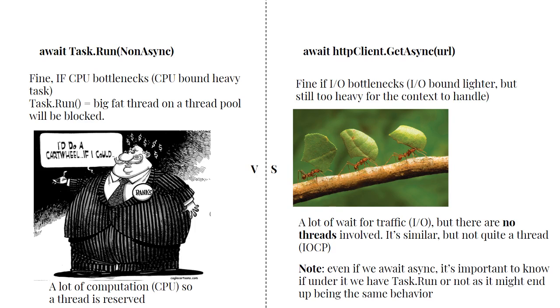Why? Because it would reserve a thread for simply waiting. That would be a huge waste of resources. That's why Task.Run is for heavy stuff, and just an async method call is for waiting stuff, for something that shouldn't block.